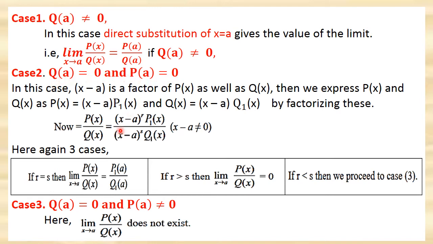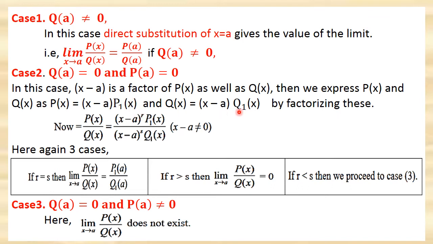Now the second case, if q of a equal to 0 and p of a equal to 0, that is both numerator and denominator are equal to 0 after the substitution of x equal to a. In this case, we know that if q of a equal to 0, x minus a will be a factor of q of x. Similarly, p of a equal to 0 means x minus a is a factor of p of x also. Then we will express p of x equal to x minus a into some p1 of x and q of x equal to x minus a into some q1 of x.